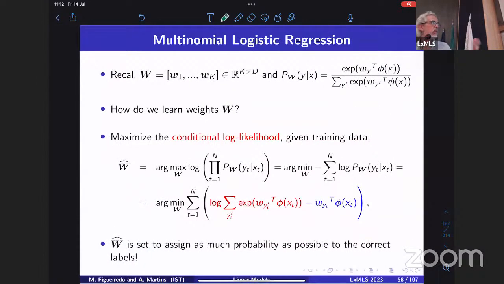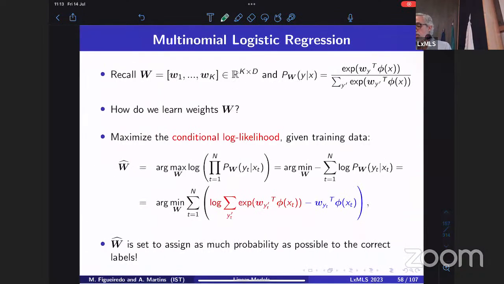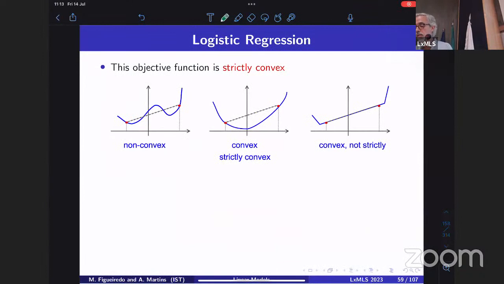Okay, that's what's written in there. So W tries to assign as much probability as possible to the correct labels. Okay, there's constraints because they all compete. So how do we solve this problem? This is an optimization problem. So let's look a little bit at optimization.